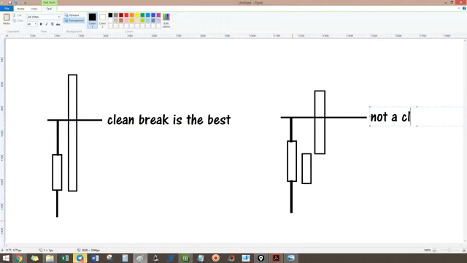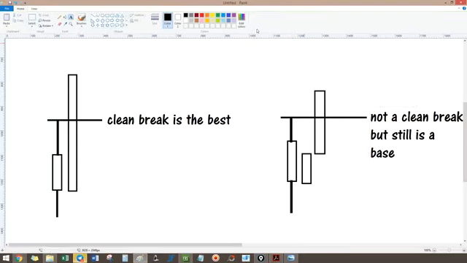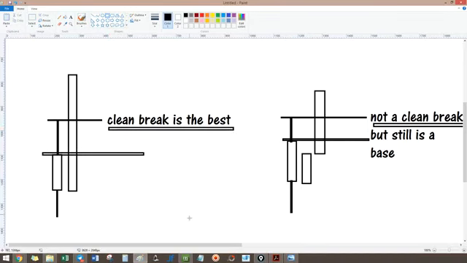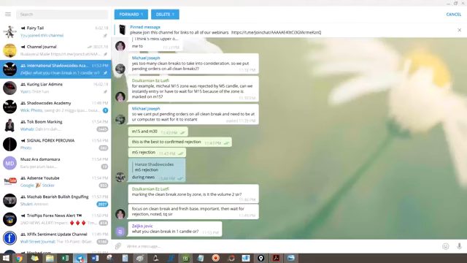Not a clean break, but still it is a base. All right, this one is still called a base because once it breaks here, it has already confirmed the base. Okay, so we can still expect rejection here. Are you there to take the risk of this not clean break, or are you waiting for something with a clean break and miss a trade? Okay, so this one is compulsory.